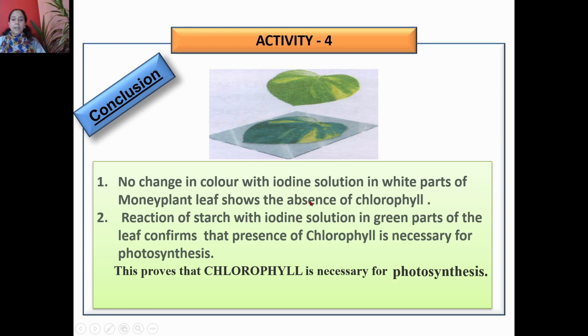So no change in color with iodine solution in the white or creamish part clearly indicates that there is absence of chlorophyll, or the pigment is present in very small amount. No reaction. Whereas the green part has shown reaction with iodine. This means it is necessary for photosynthesis. Photosynthesis has obviously taken place there, with formation of glucose, and the end product was further converted into stored product, that is starch, which has given this reaction with iodine solution. So with this activity, we can prove that chlorophyll is necessary for photosynthesis.